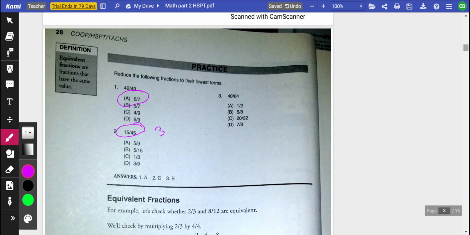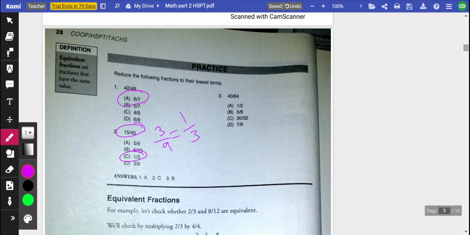That gets you 3/9. You can then double check. Is this really reduced all the way down, or is there a GCF between 3 and 9? There totally is a GCF between 3 and 9. It is 3. What's 3 divided by 3? 1. What's 9 divided by 3? 3, which gets us C.